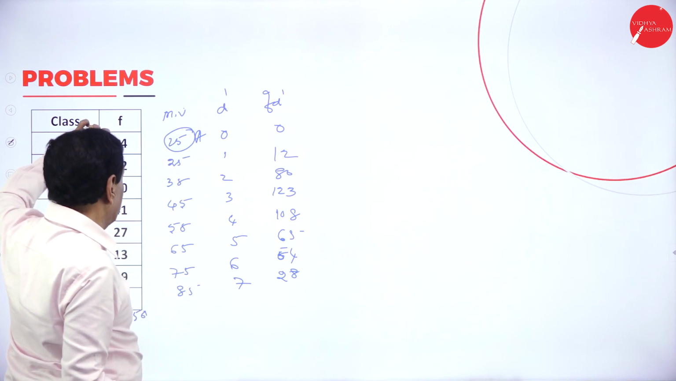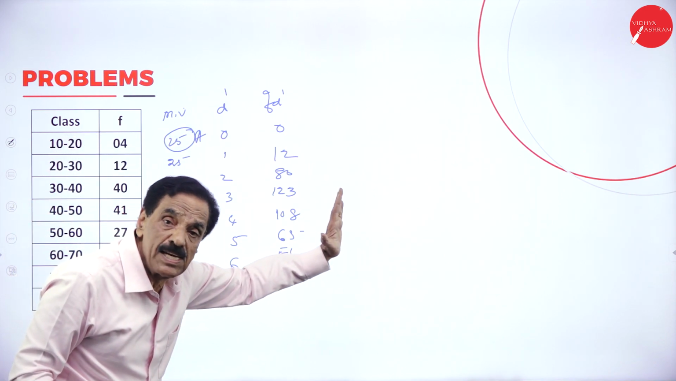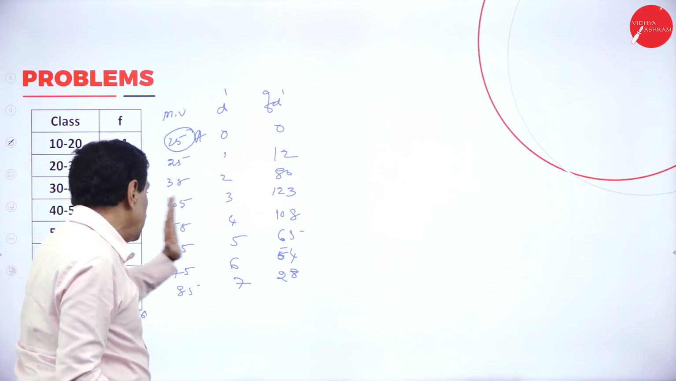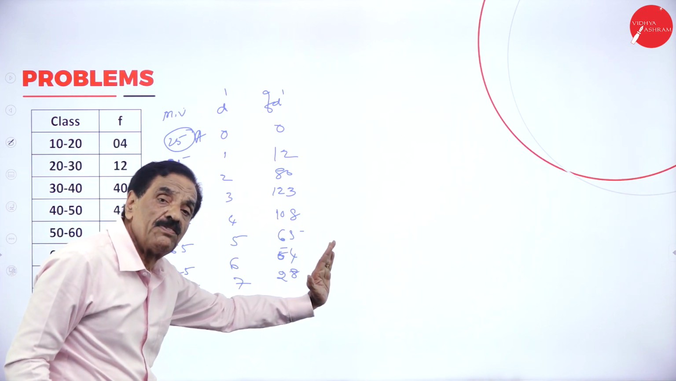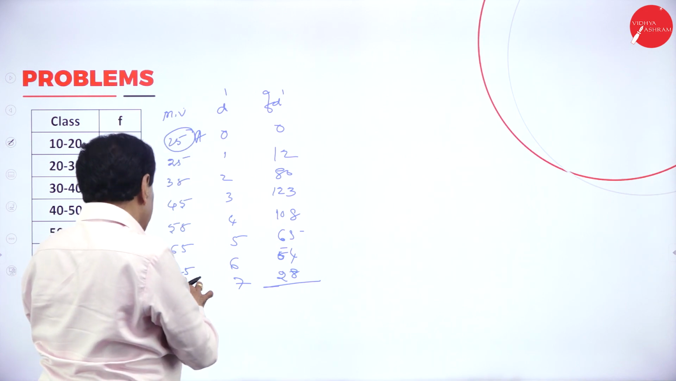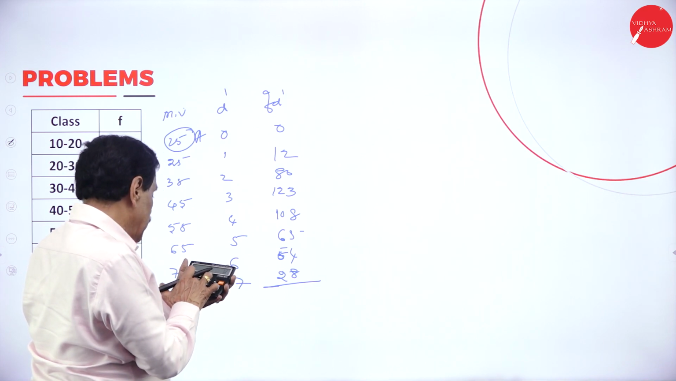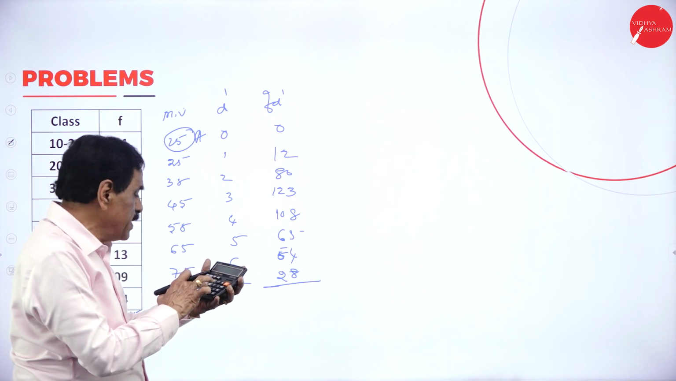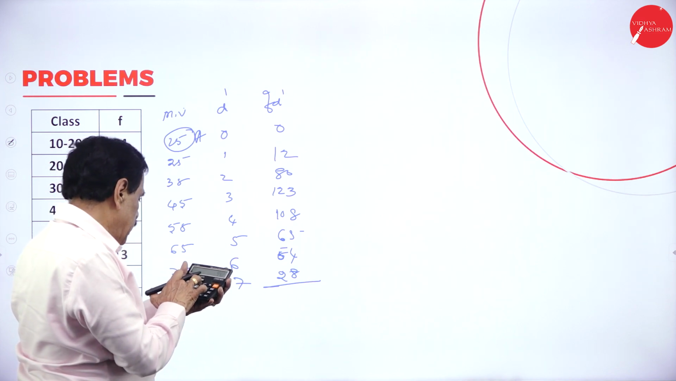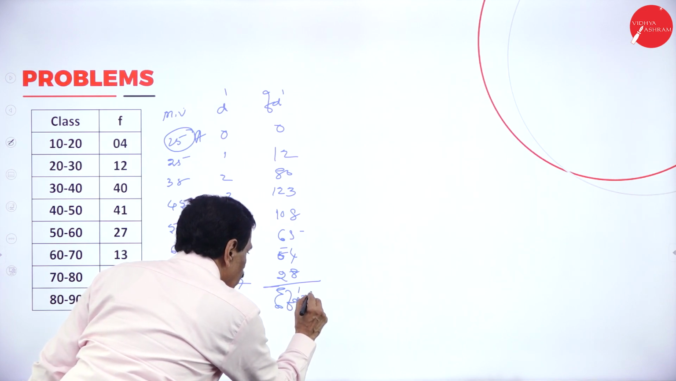I will repeat. This is your frequency. 4 into 0 is 0. 12 into 1 is 12. 40 into 2 is 80. 41 into 3 is 123. 27 into 4 is 108. 13 into 5 is 65. 9 into 6 is 54. 4 into 7 is 28. Add the figures one by one: 12 plus 80 plus 123 plus 108 plus 65 plus 54 plus 28 is equal to 470. Sigma f t dash is equal to 470.